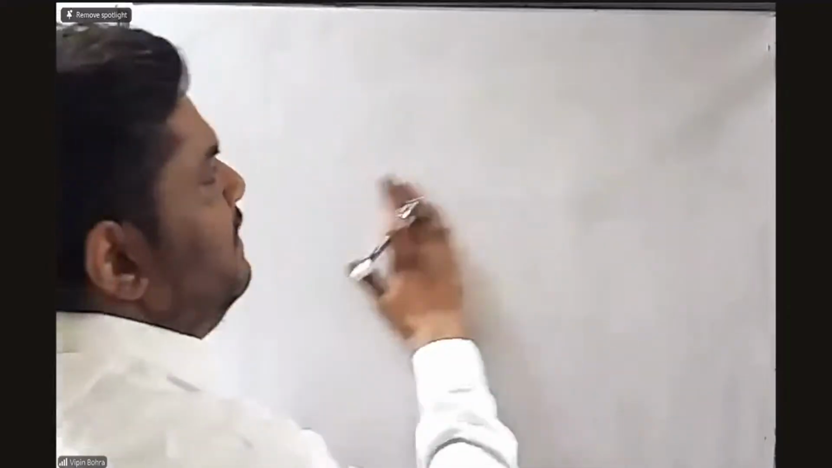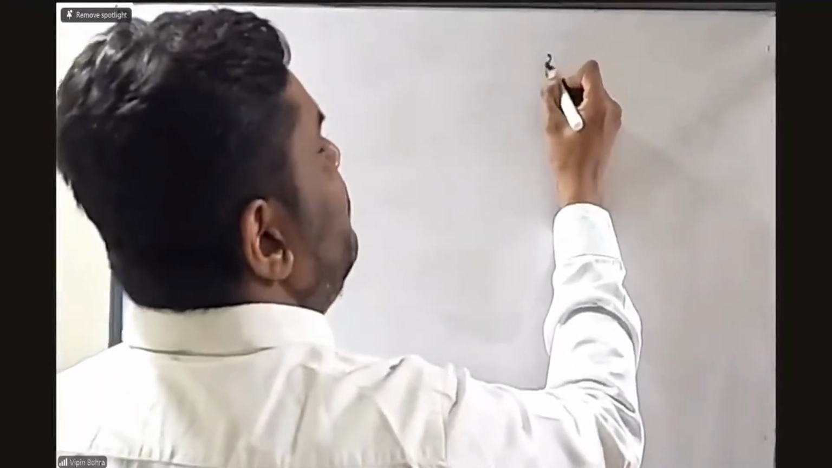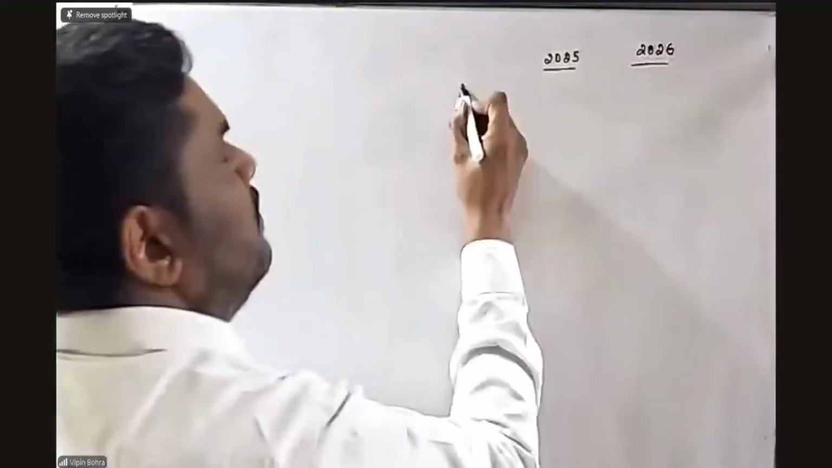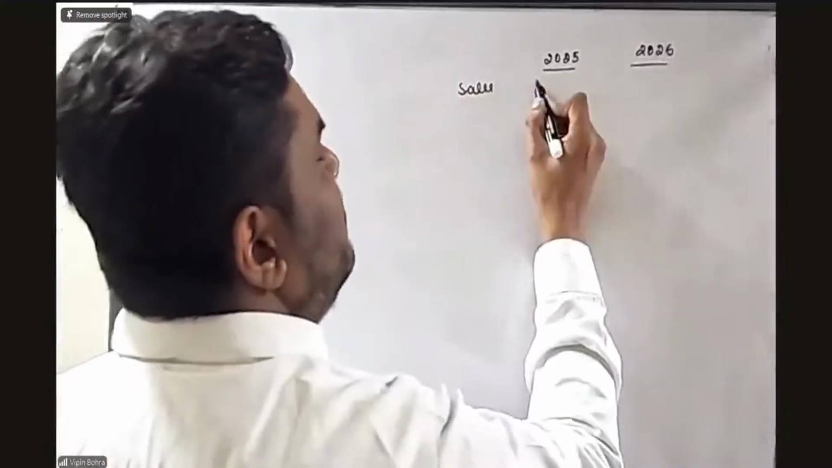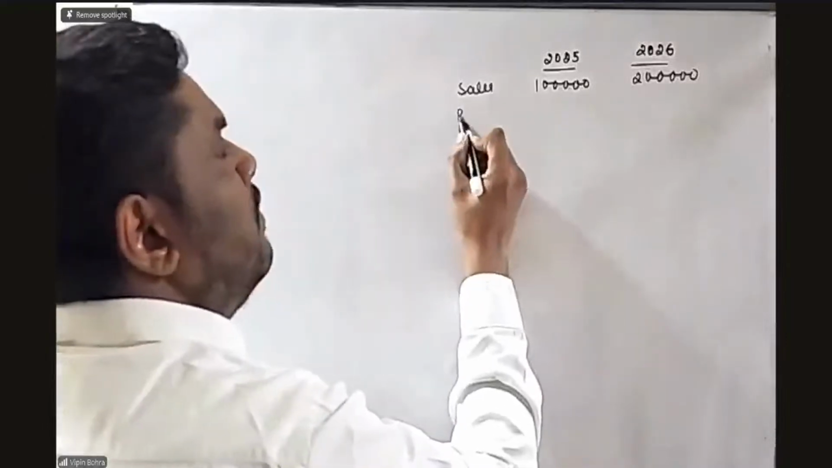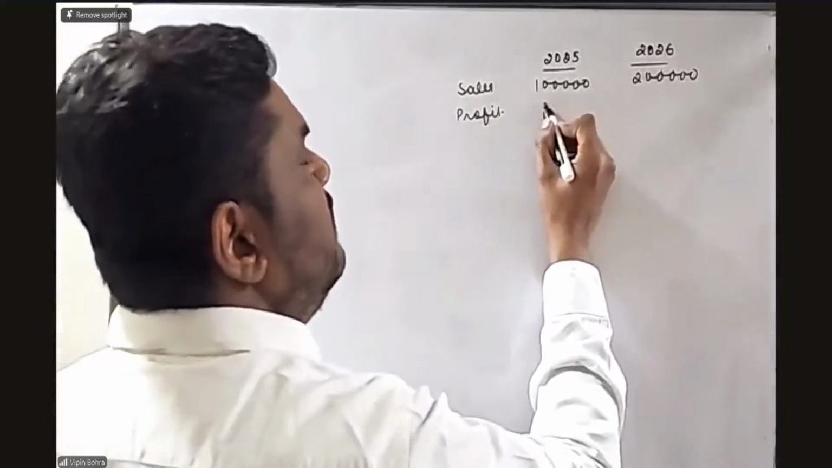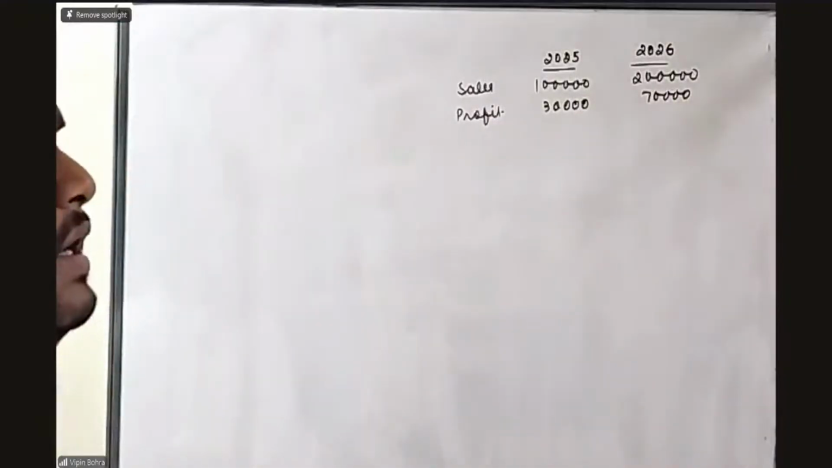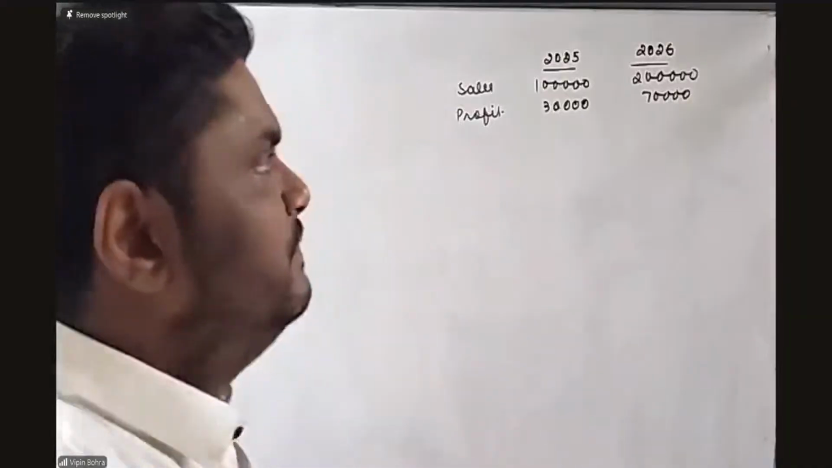So let's start with one more concept wherein two period figures are given. Let's say figures are given for 2025 and 2026, wherein the sales is given 1 lakh and 2 lakh, and profit is given 30,000 and 70,000. Now the question is asking you to calculate PV ratio.